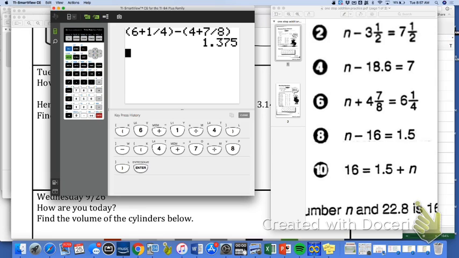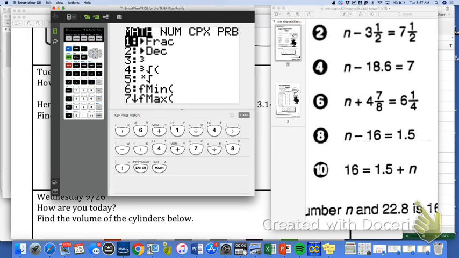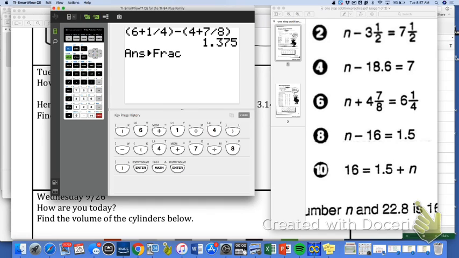So you just hit the math button. And look right there, that very first option says fraction. What do you think that first option is going to do? Take that decimal and turn it into a fraction. So you literally just have to hit enter and enter. 11 over 8. Do we now see 11 over 8 down there?